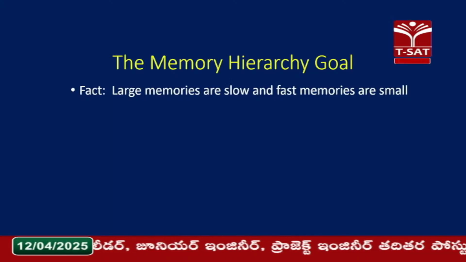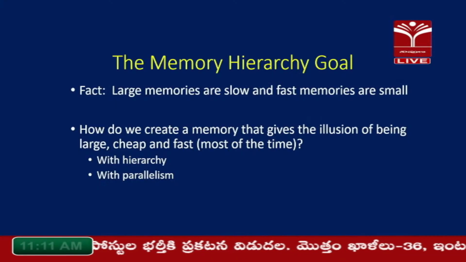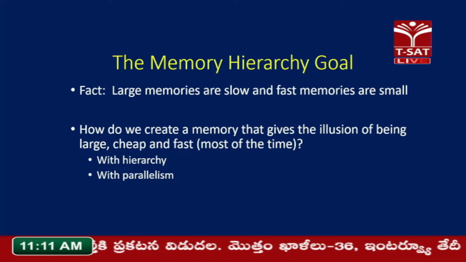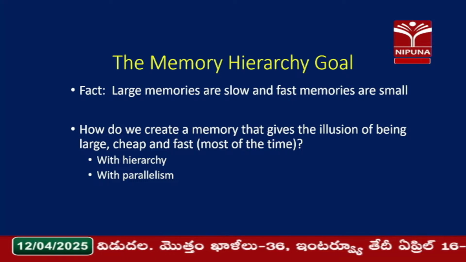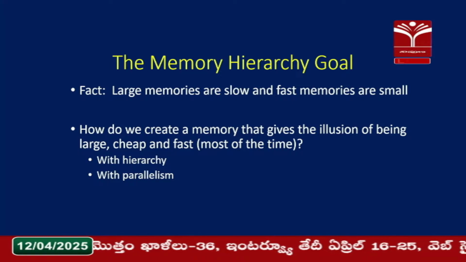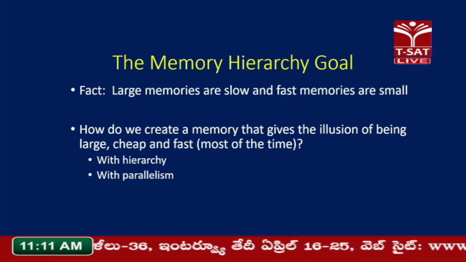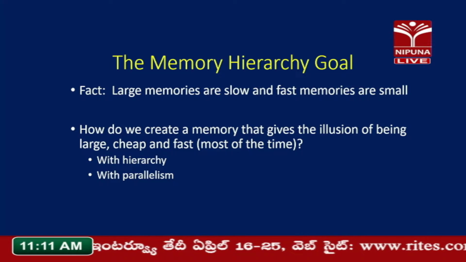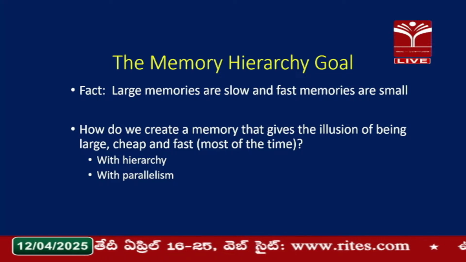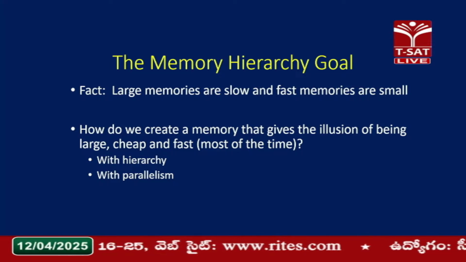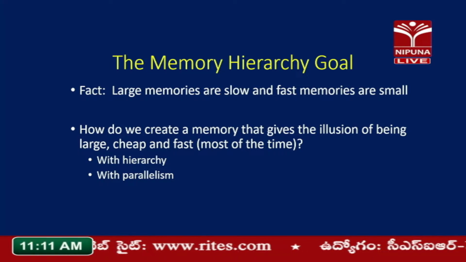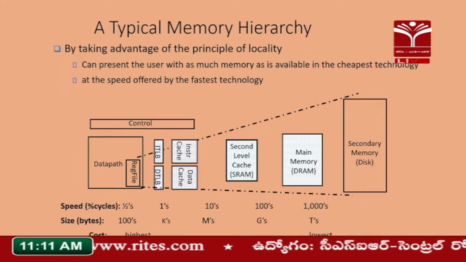So in terms of the memory hierarchy, we know that large memories tend to be slower, and small memories tend to be faster. And how do we create a memory that gives the illusion of being larger, cheaper, and faster? We do this with a hierarchy called a cache hierarchy or memory hierarchy, and we also do parallel access into the memory. We will talk about that in the upcoming slides.